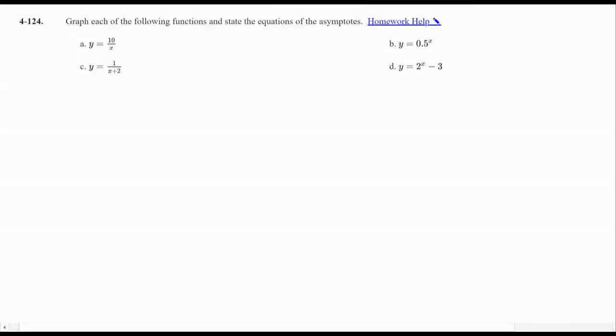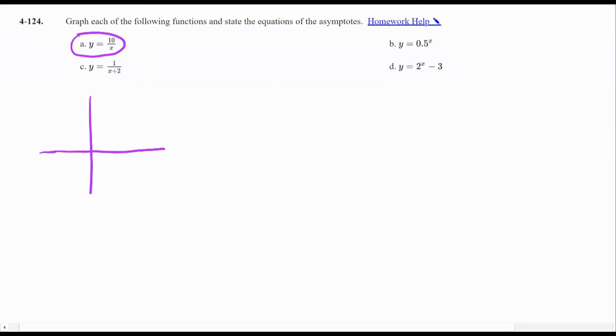For us to graph each of the following functions, state the equations of the asymptotes. So the first function here is a rational function. I'm just going to sketch these. They're not going to be perfect, but really I'm looking for the general shape and what the asymptotes are.